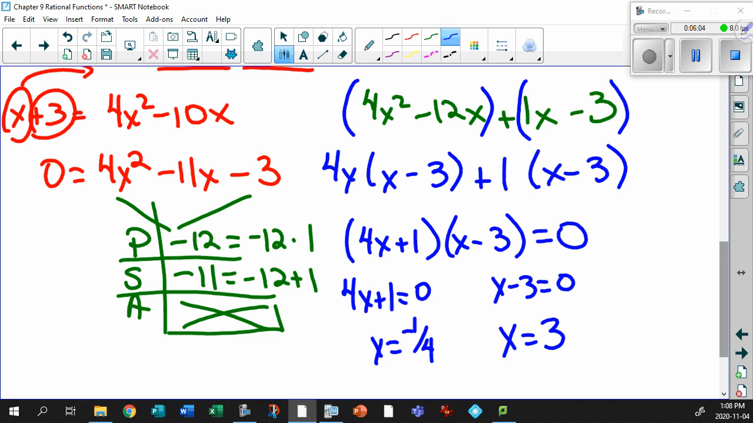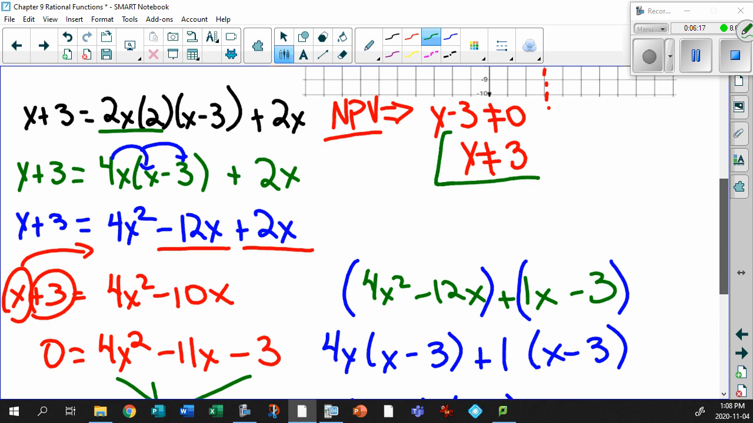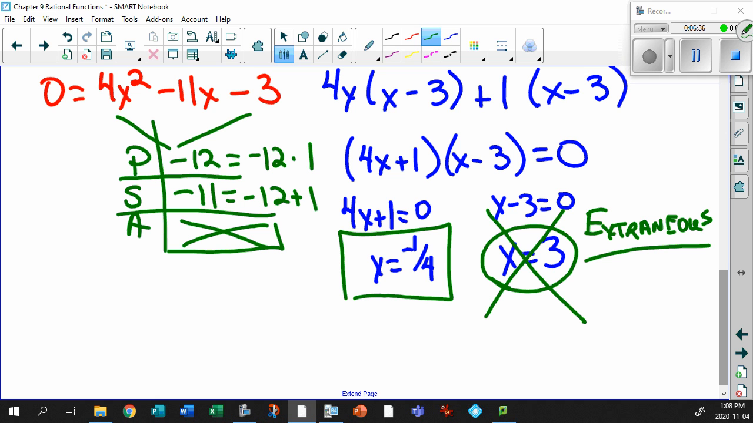Wait a second. Wait a second. You're telling me one of the answers is x equals to 3. Why does this seem really, really familiar? Well, it's because non-permissible value, x cannot equal to 3. And you're telling me it is 3? There's an extraneous answer. Yes, this is extraneous. It's gonzo. Goodbye. So your only answer is x equals to negative 1/4, right? Or x equals to negative 0.25.